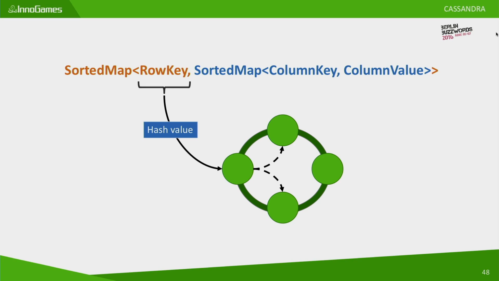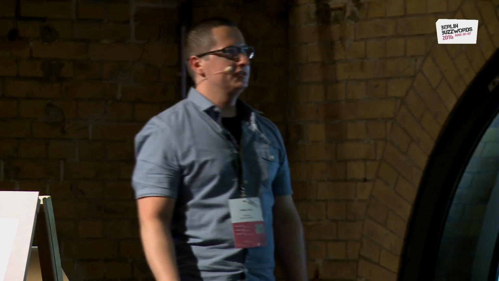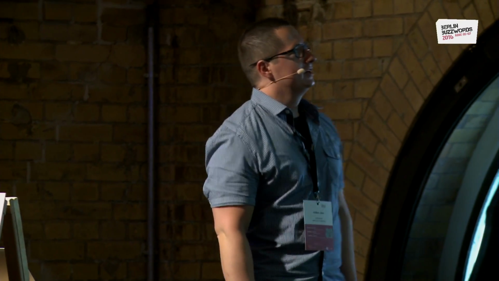And you can see, based on the row key, you have a hash value, and then with consistent hashing, the data gets distributed around the cluster, and you have also data replication. So I think that's basically the idea behind Cassandra, and it's also explaining it very well. So that's basically Cassandra.